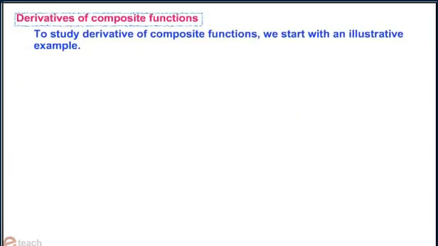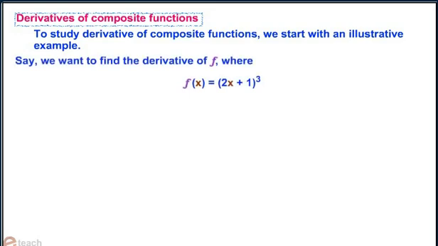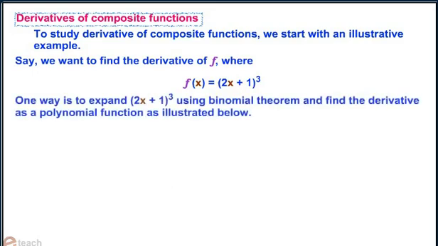Let us study derivatives of composite functions. To study the derivative of composite functions, we start with an illustrative example. Say we want to find the derivative of f where f(x) is equal to (2x plus 1) to the power 3. One way is to expand (2x plus 1) to the power 3 using the binomial theorem and find the derivative as a polynomial function, as illustrated below.